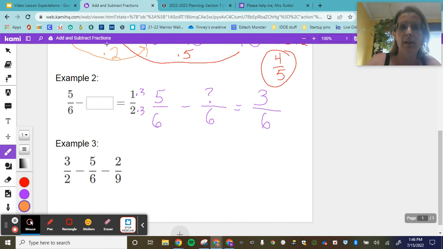So 5 minus what number is 3? And that's going to be 2. So my answer here is 2/6, but that will simplify. I can divide both by 2 to get 1/3.